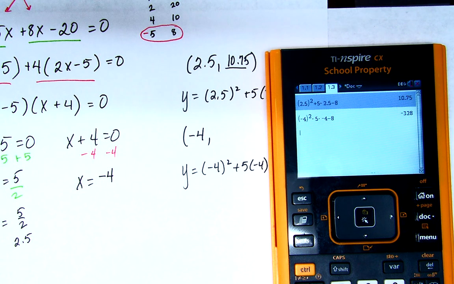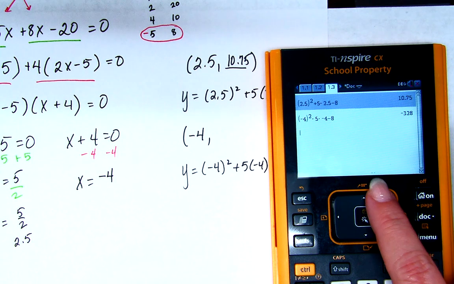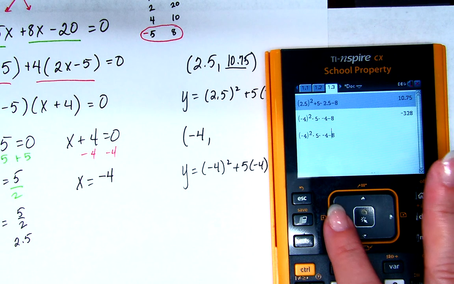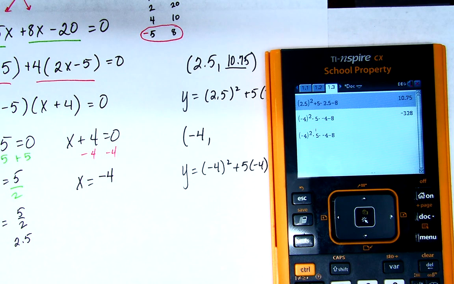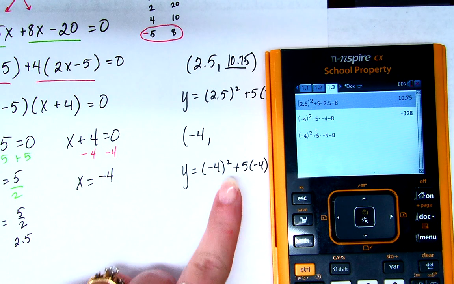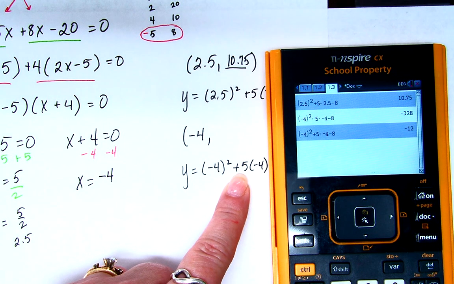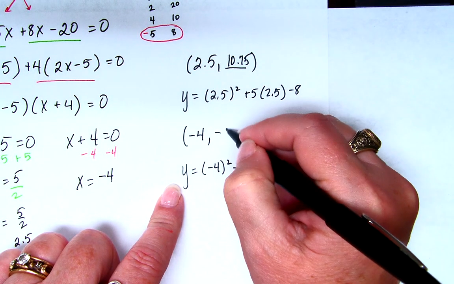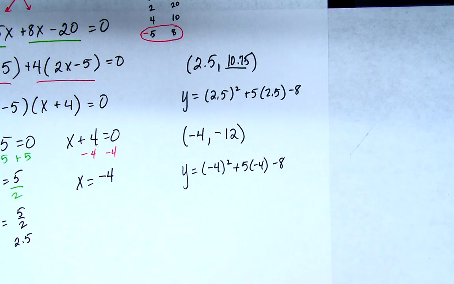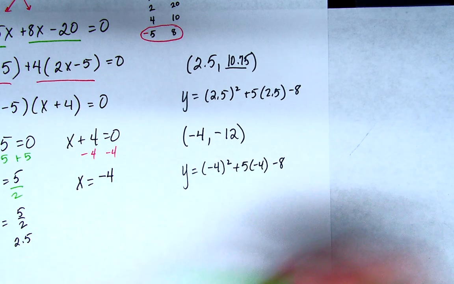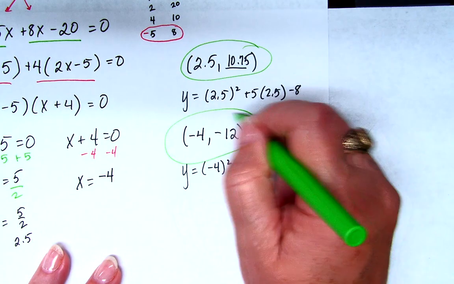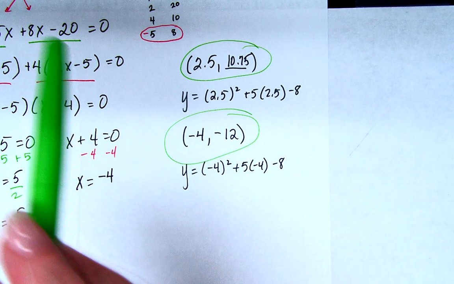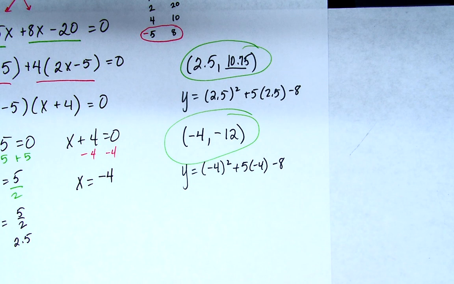Do you see my error? Does anybody see my error? This should be what? Times or plus? Right? Plus? So -12. So when x is -4, y is -12. These right here are my two solutions. So what does that mean? How many times do these two parabolas cross? 2 times. Okay?